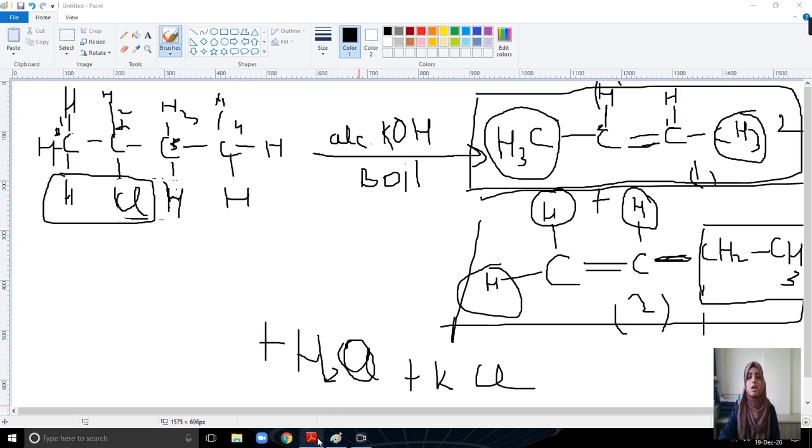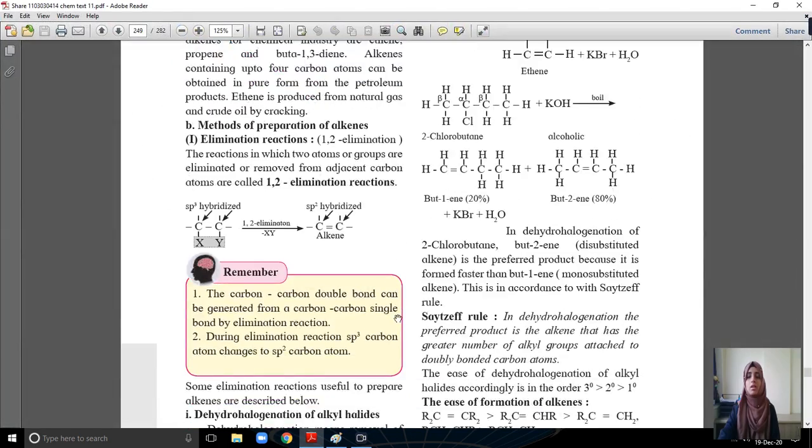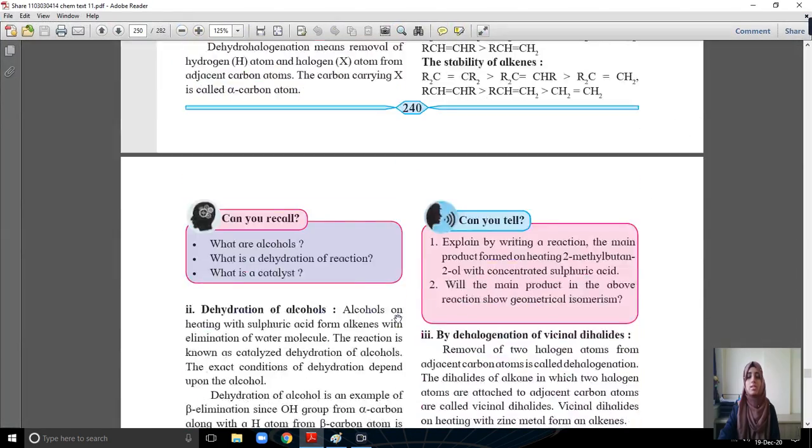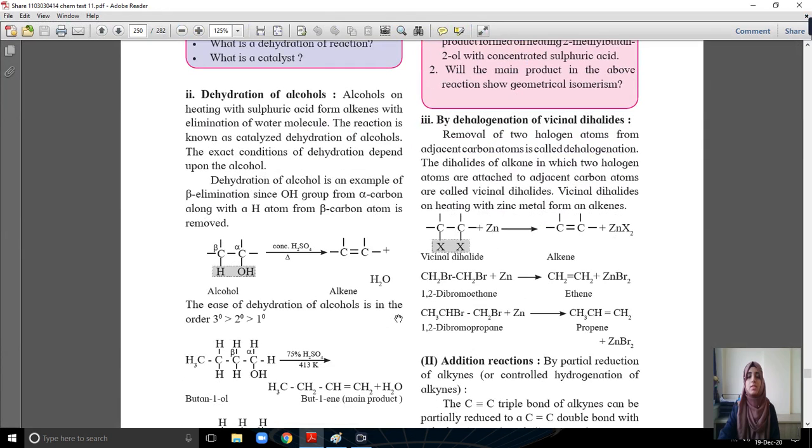Now, in the next session we will start the second reaction, dehydration of alcohol. This is also an elimination reaction, but it is dehydration. Dehydration means removal of a water molecule. So that's all for today's session. In the next session we'll complete the preparation methods of alkene. Thank you so much.